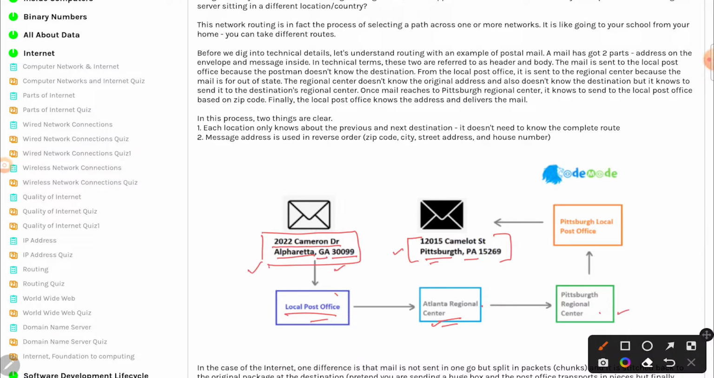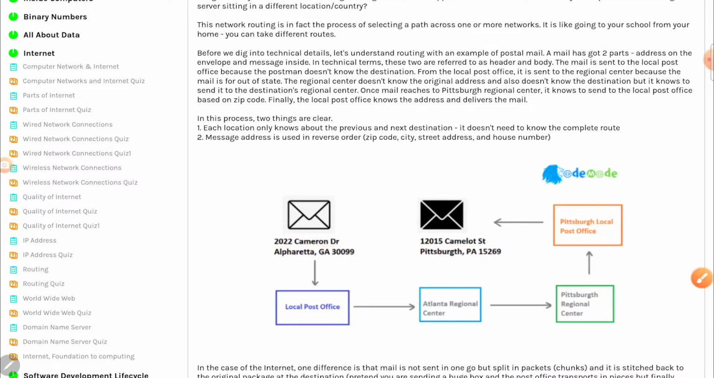Now that regional center only knows it is coming from Atlanta. It does not know what the post office was, what the origin address was, nothing. All it cares about is where it came from and where it is going. Even where it is going, it does not know 12015 Camelot Drive. All it knows is that it is going to this zip code, 15269. So accordingly it sends it to the local post office. Now the local post office picks up the mail, and it knows where exactly 12015 Camelot Street is, and accordingly the mail is delivered.